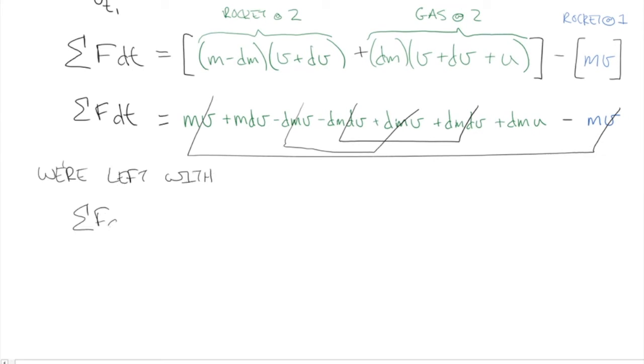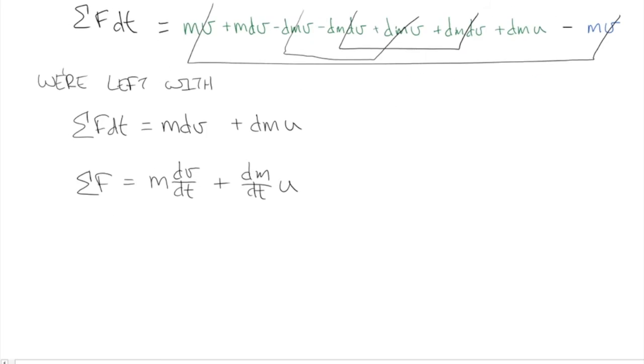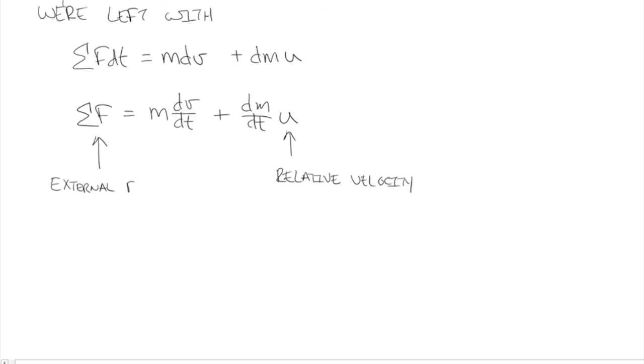And we're left with the following expression. If we divide both sides by dt, we have the sum of external forces on the entire system is equal to the mass times dv/dt, which is the acceleration of the rocket, plus dm/dt, which was the exhaust rate, times the relative velocity of the exhaust u. Note that the thrust force exerted on the rocket by the departing exhaust is an internal force, and it doesn't show up in the sum of forces on the left-hand side.